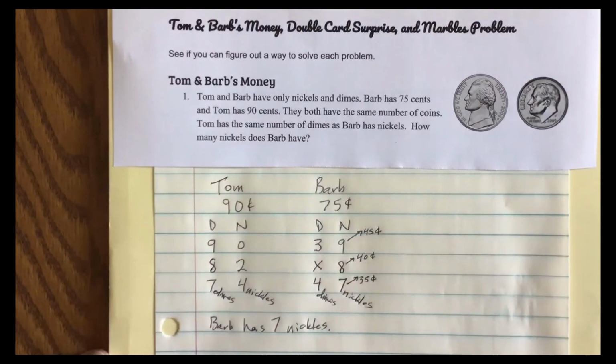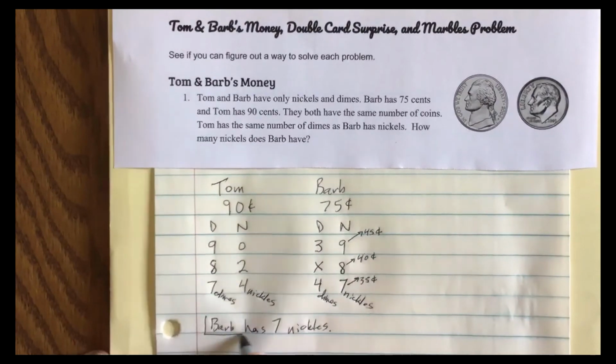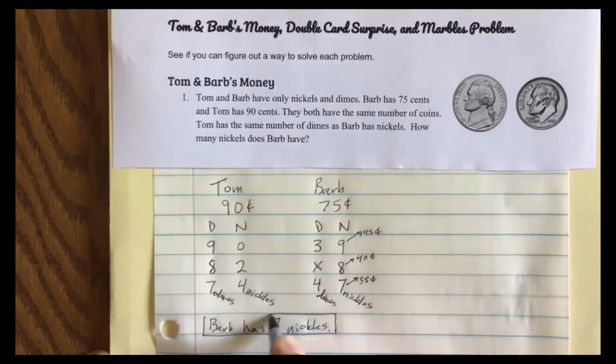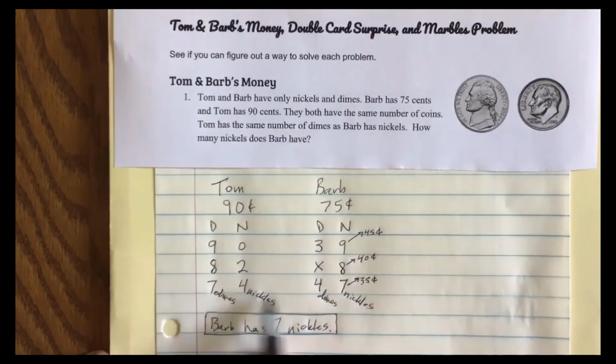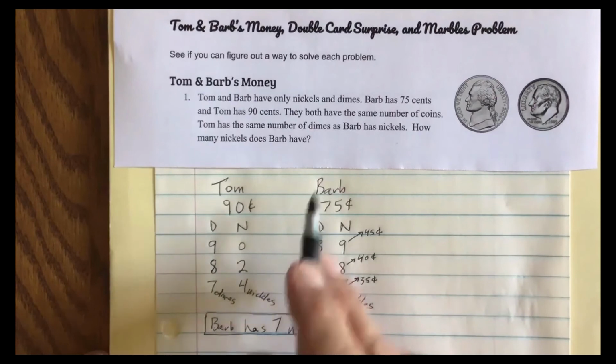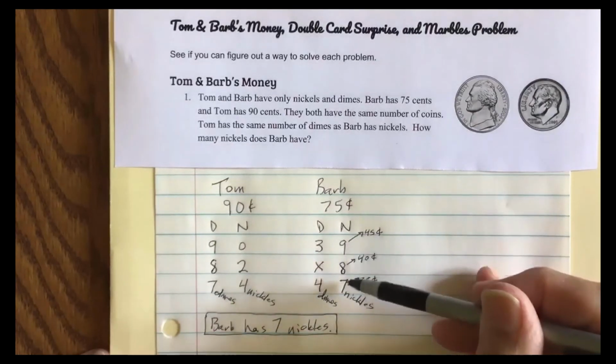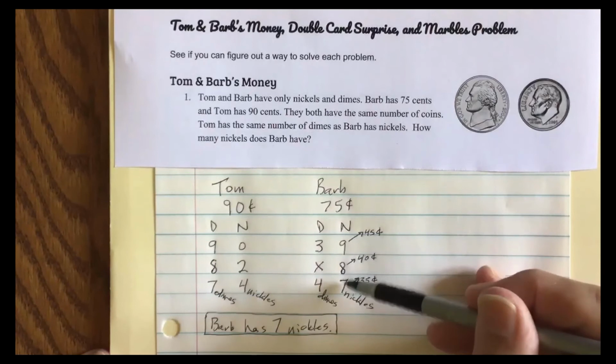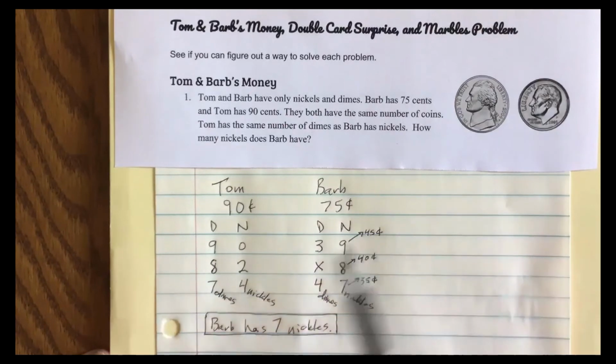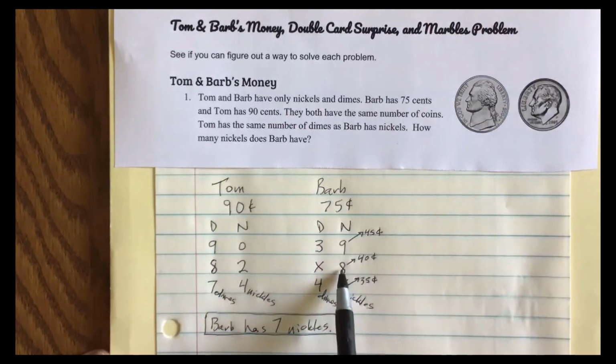Step 4 is look back and extend. So I want to make sure that I am answering the question that was asked. We can check our answer to make sure that it satisfies all the given conditions. And we might notice some things here. One of the things we noticed is that the number of nickels over here has to be an odd number. And so it cannot be an even number.